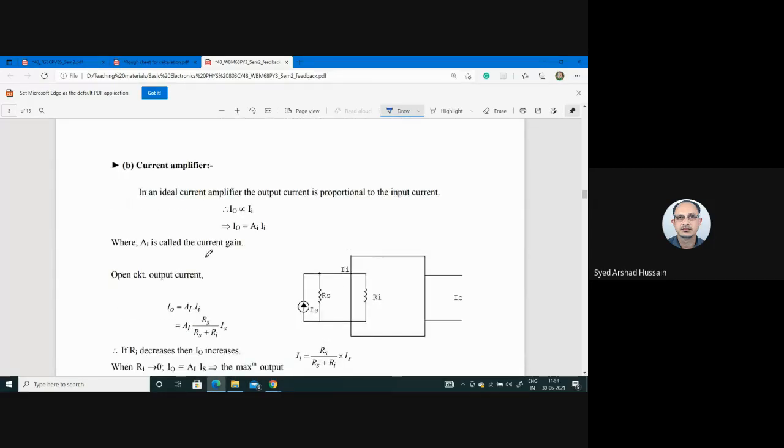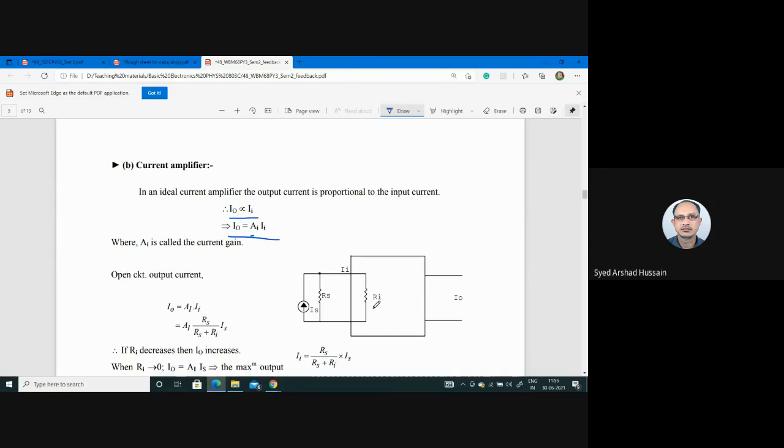Okay. Now, in an ideal current amplifier, we have output current proportional to input current. Very simple. Here Ai is the gain. Now in the case of a current-controlled circuit, we can again draw an equivalent circuit using another theorem. This is known as Norton's theorem.